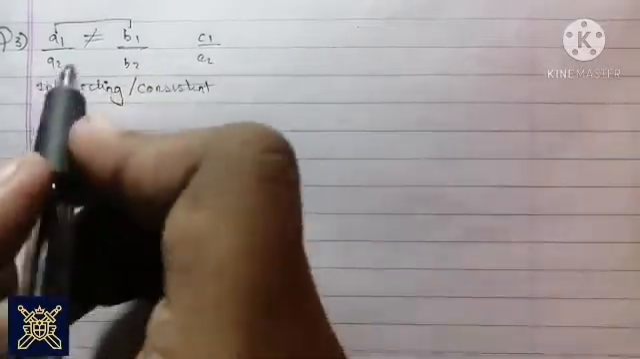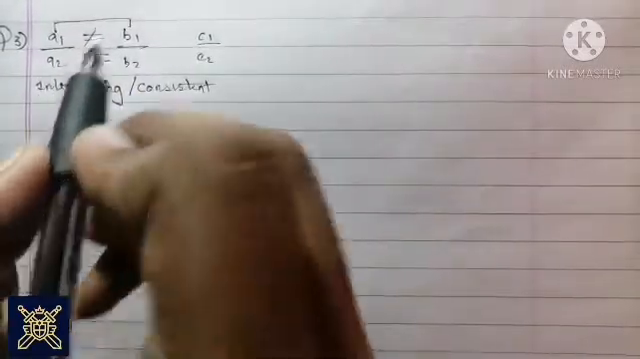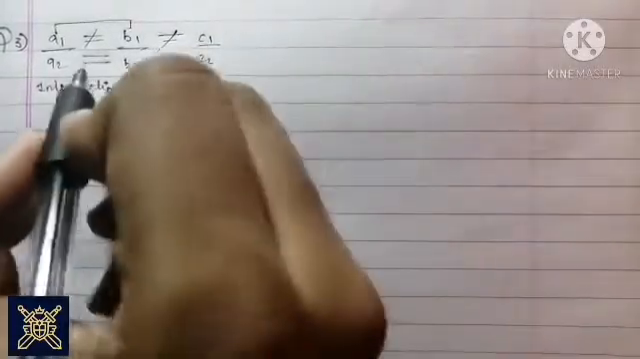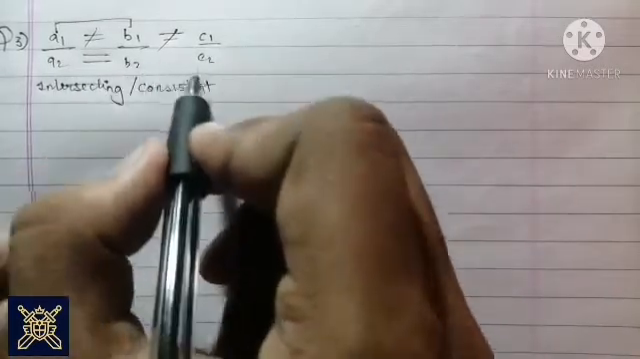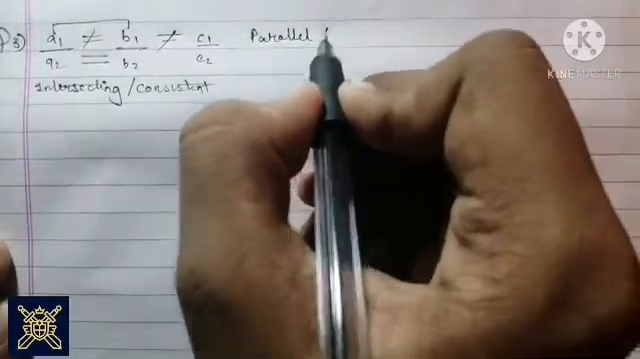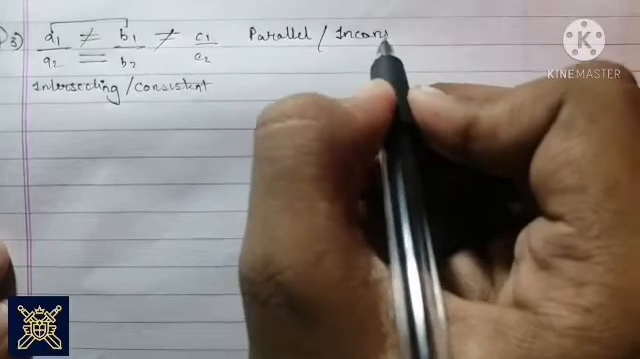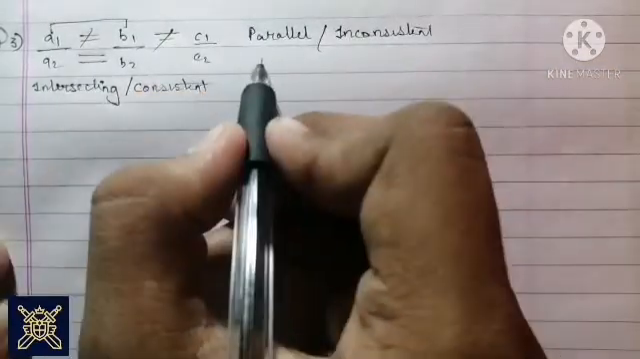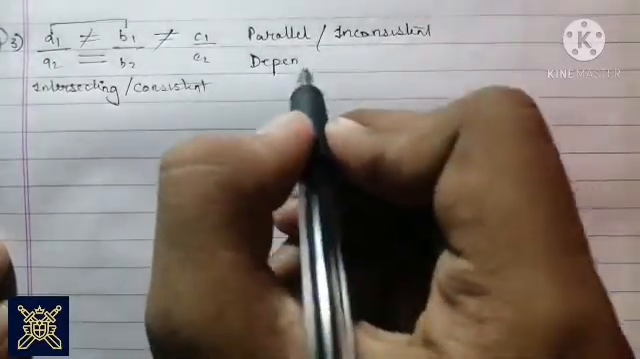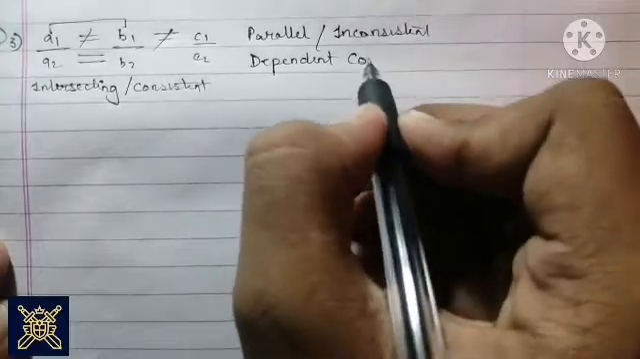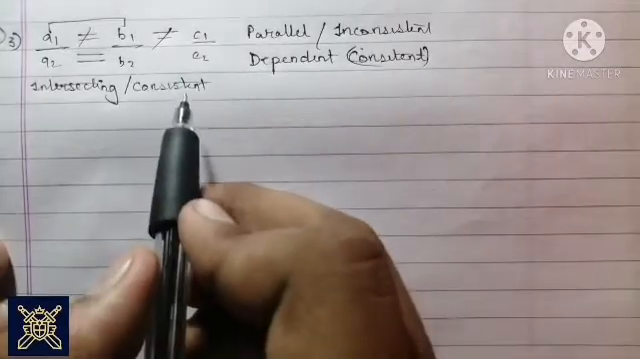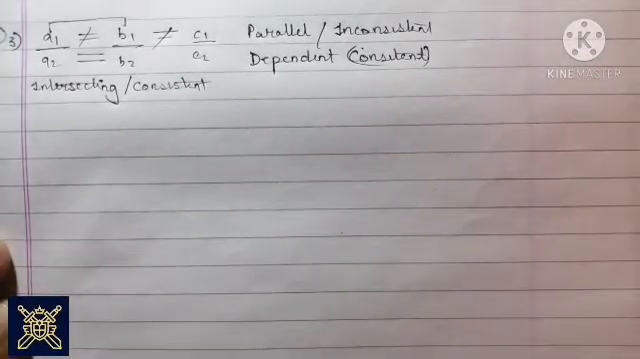Now the second situation: if the first two ratios are equal but they are not equal to the third ratio, that is a1 by a2 is equal to b1 by b2 but is not equal to c1 by c2, the lines are parallel or inconsistent. And if all three ratios are equal, then they are called dependent, consistent. So using this knowledge, we are going to find the solution of this question.